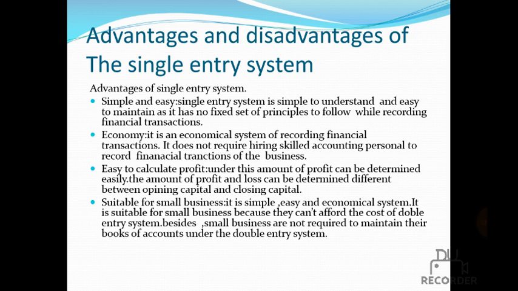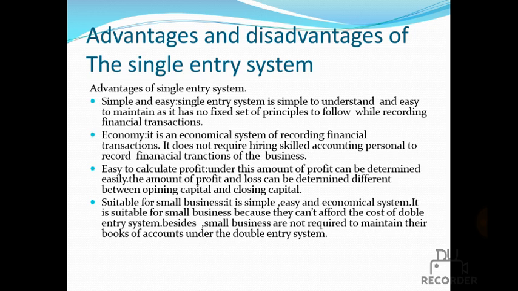In the single entry system, we don't need to prepare any other ledger books, that is sales book, sales returns, purchase returns, salaries, wages. No need to prepare these books. We only have to know the opening capital and closing capital of the business. With these figures we know the financial position of the company and the profit of the organization. That's why it is easy to calculate profit.